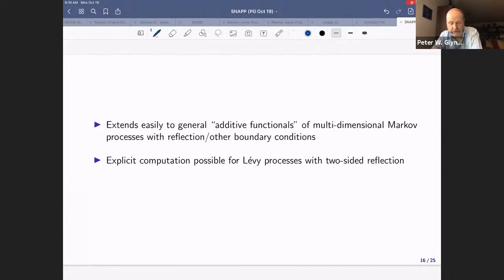So all this extends easily to general additive functionals. You can go to the multidimensional context. Now you get PDEs, potentially with integral PDE operators. You can deal with reflection. You can deal with pretty much any other type of boundary condition that you want to add on. And I might add that for this last example, you can do a lot of explicit computation. So in particular, in the one-dimensional case, when you have a Levy process with two-sided reflection, you can do very explicit calculation of the characteristics of these additive functionals of these loss processes in that setting.